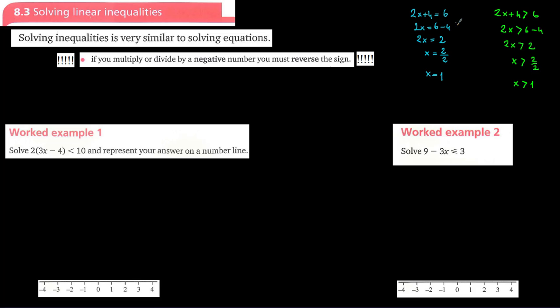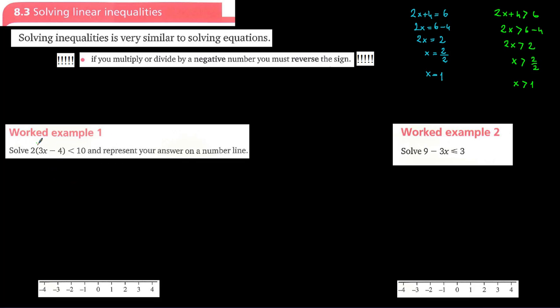As you see, what are the steps here? I applied the same steps and nothing changed. Only this part is important. If you multiply or divide by a negative number, here I divided by a positive number, I divide by 2. So if we divide by a negative number, we should change the sign, and we are going to solve the question with respect to that. Okay, let me continue with the exercises.